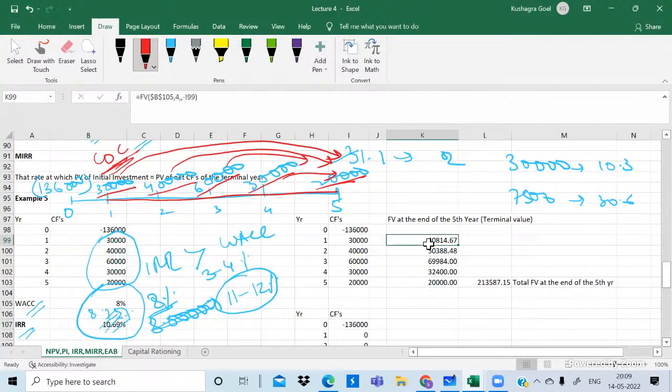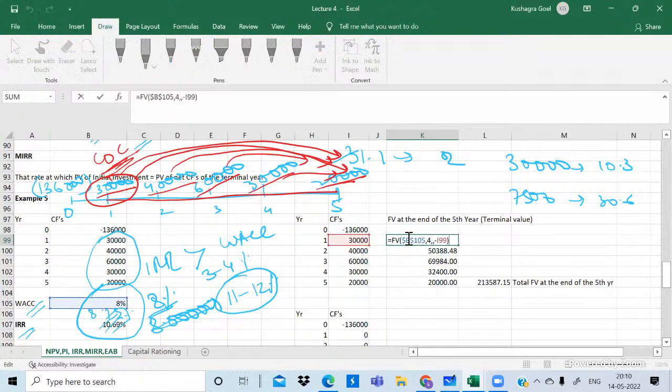So what I'm doing is I'm calculating the future value of 30,000, 40,000, 60,000, 30,000, and 20,000. So I'll calculate the future value of this 30,000. I want to calculate the future value of this 30,000 at the end of the 5th year. So I'll use equal to FV and I'll insert the bracket. I'll say, what is the rate? Rate is 8%, which is my cost of capital, because assuming that these cash flows are getting reinvested at cost of capital. So my rate is 8%.